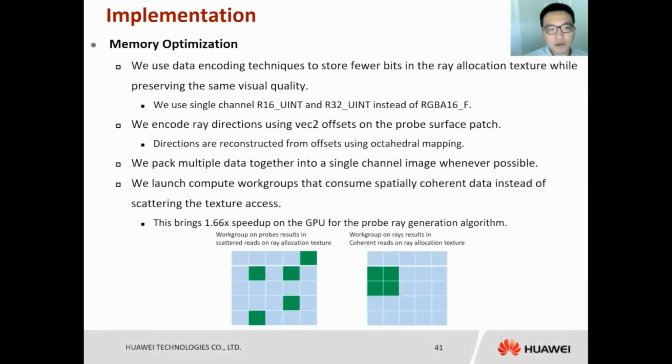For memory optimization, we use data encoding techniques to store fewer bits in the ray allocation texture while preserving the same visual quality. We also encode ray directions using vec2 offsets on the probe surface patch and reconstruct them using octahedral mapping. We pack multiple data together into single-channel images whenever possible. We launch compute workgroups that consume spatially coherent data instead of scattering the texture access.